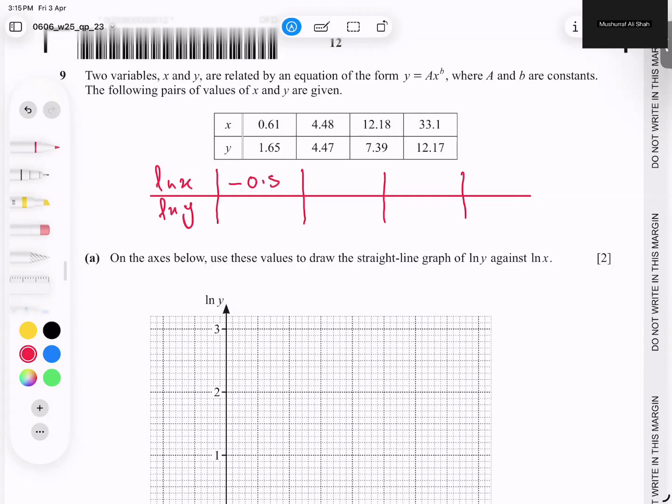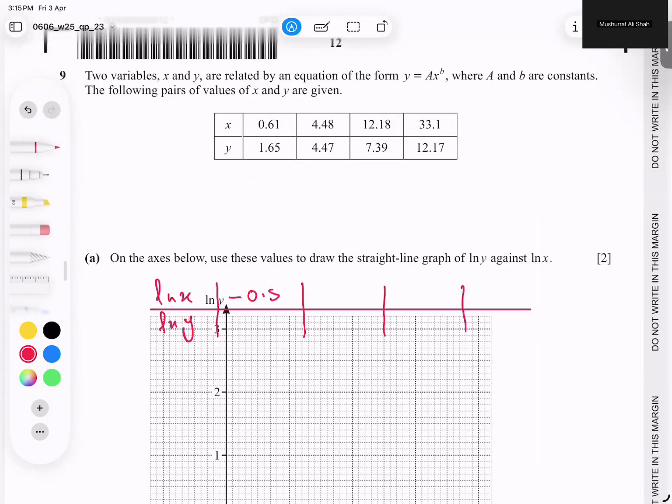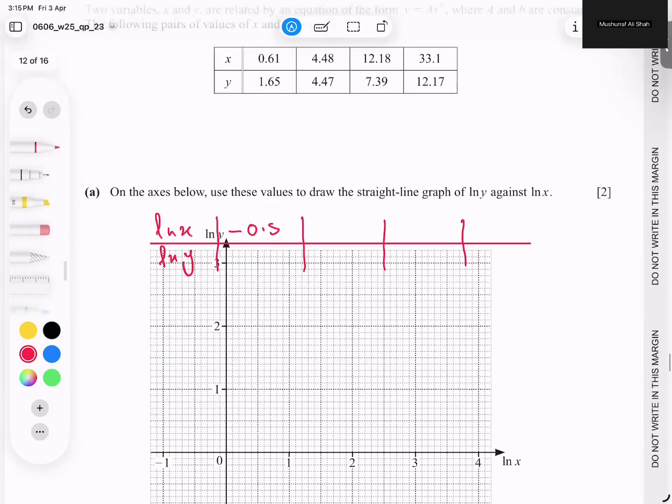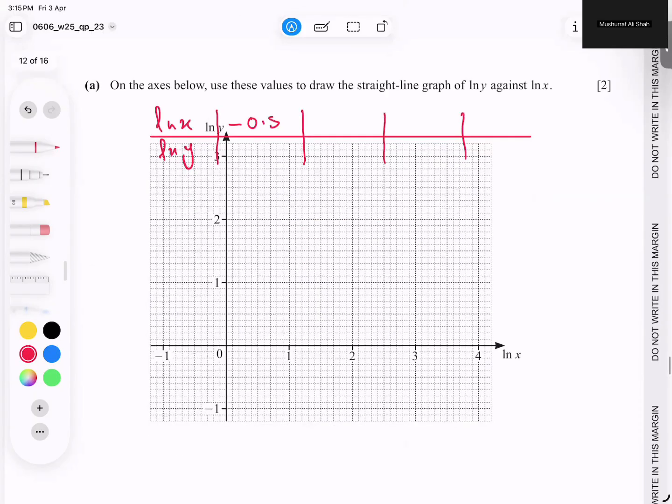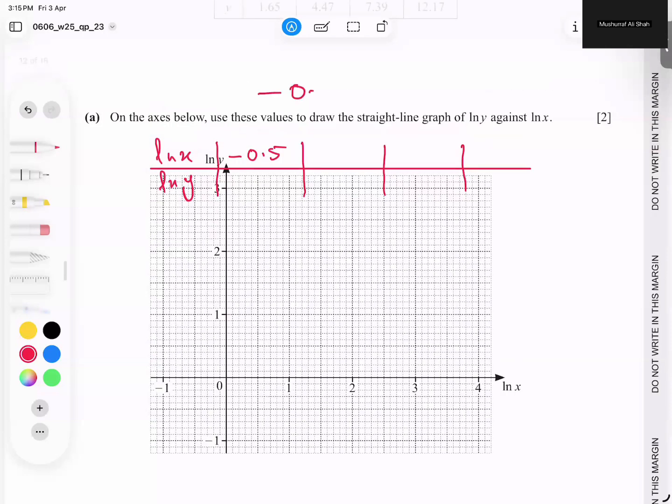Let me check the values. In the graph I'm just observing, I can make it 0.5. So basically, I'm getting negative 0.5. Look, students, I'm getting this value, but I've rounded it so I can plot easily. Okay, what about the others?